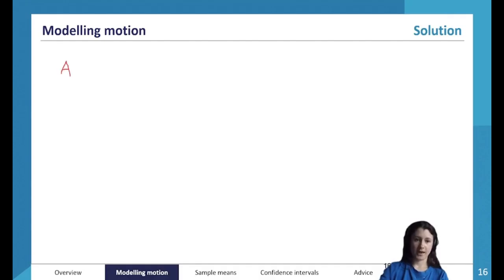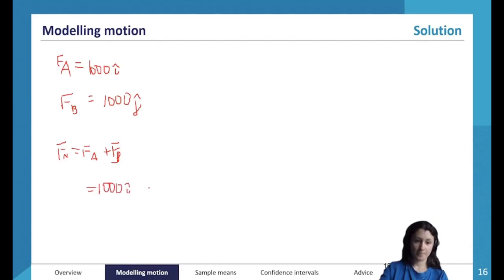Alright, so force A, person A, is 1,000 I, and force B is 1,000 J. Now, the resultant force will be the sum of these. Alright? So we're going to have 1,000 I and 1,000 J.